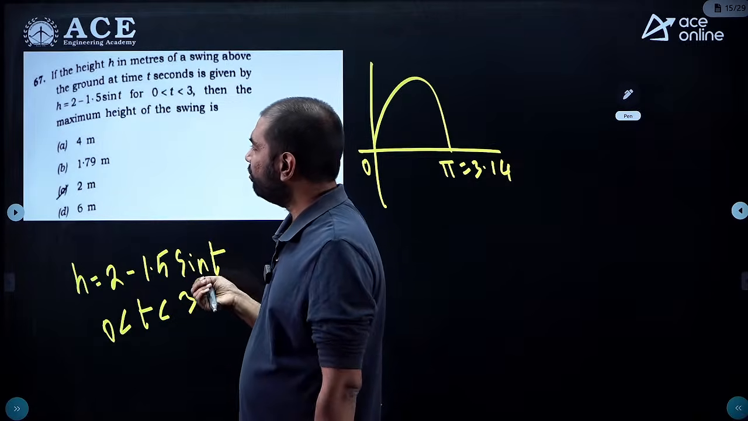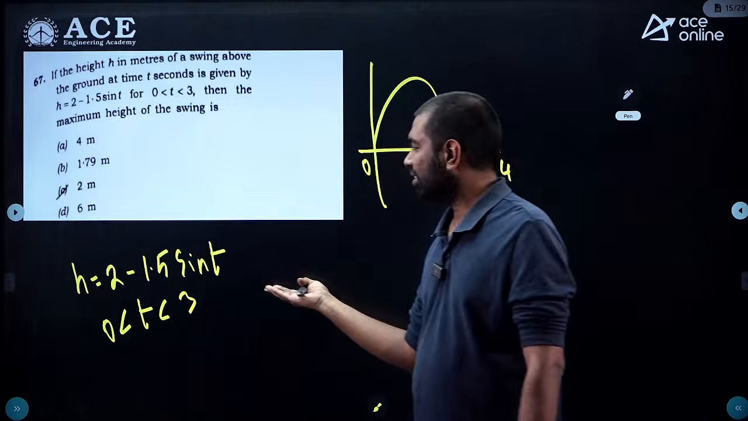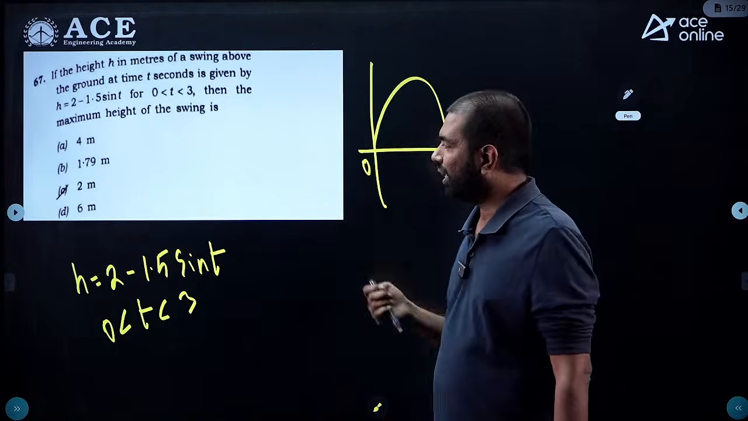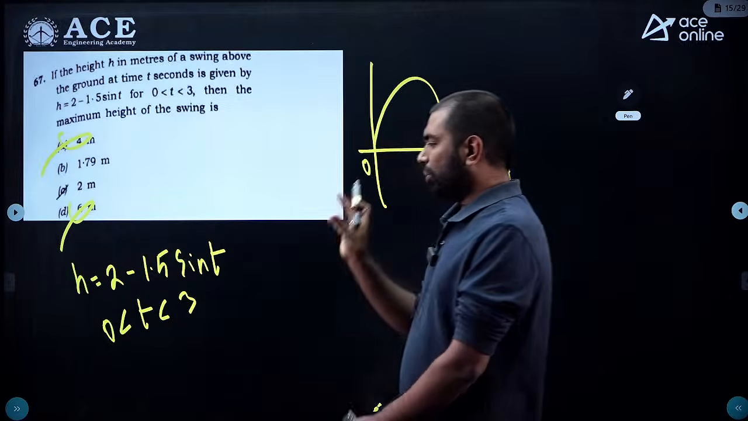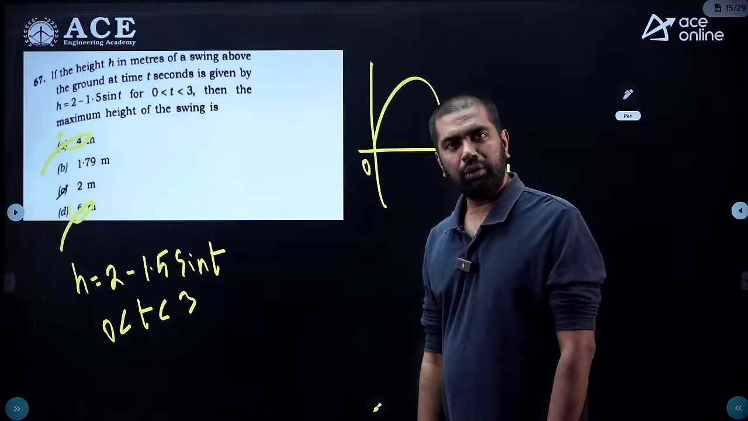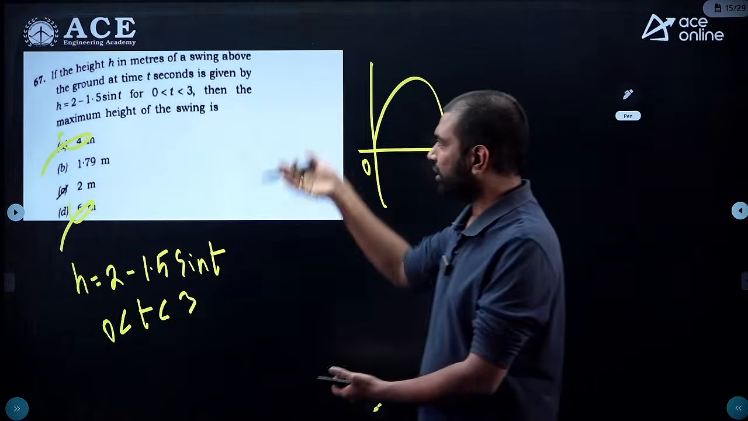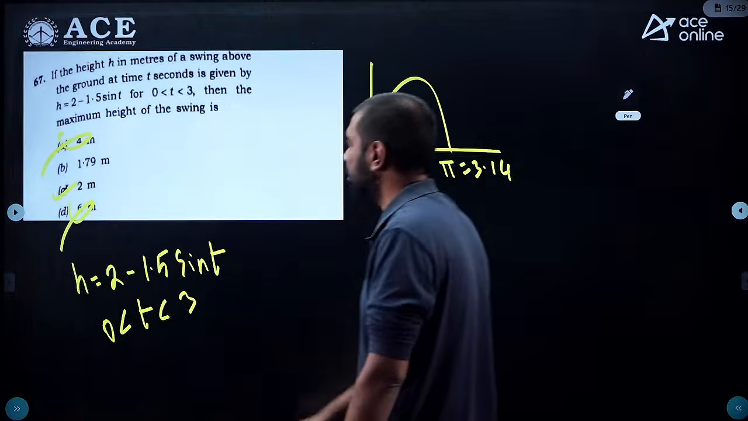You can eliminate a few options like A and D, because if you look at the maximum and minimum value in this interval, it can't go up to 4 and 6. So these are anyway eliminated. Now as t approaches 0, sin t becomes 0 and then you are left with 2. So the maximum height, among these, the best option is 2 meters. So this is the answer for the question.